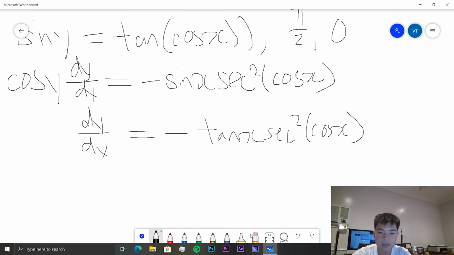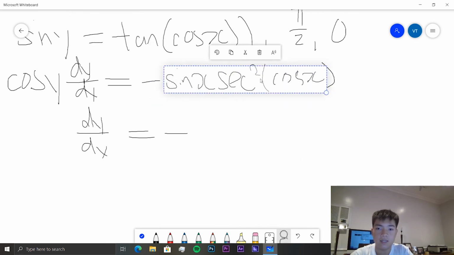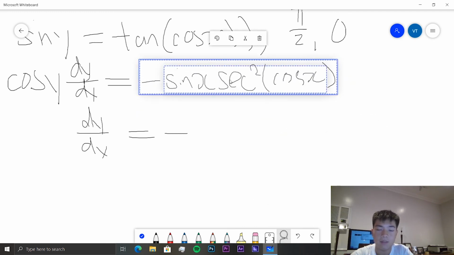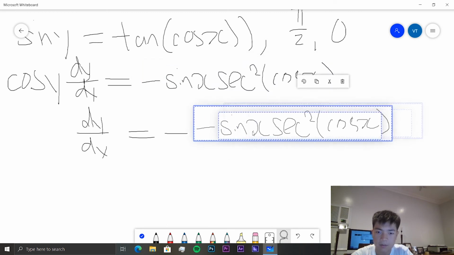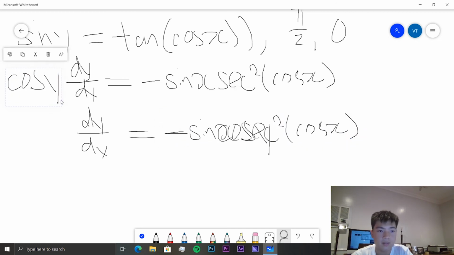Oh wait, we cannot call that tangent of x because that is actually cosine y. So I'm going to cheat and just select all of that, copy and paste. Oh, that did not work out. Please just let me copy and paste. Yeah. Thank you. So we have that all over this.